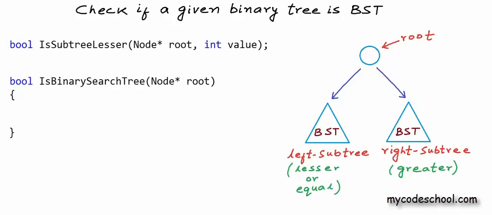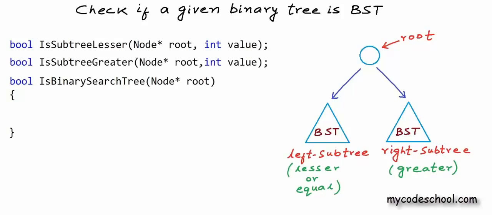I'm going to write a function named isSubtreeLesser that will take address of root node of a binary tree or subtree and an integer value as argument, and this function will return true if all the elements in the subtree are lesser than this value. And similarly, I'll write another function named isSubtreeGreater that will return true if all the elements in a subtree are greater than a given value. I have just declared these functions. I'll write body of these functions later.